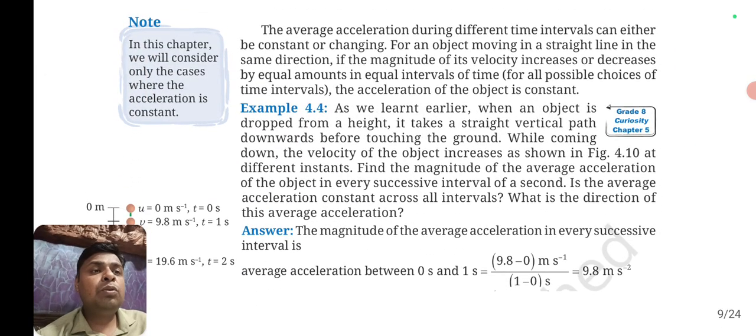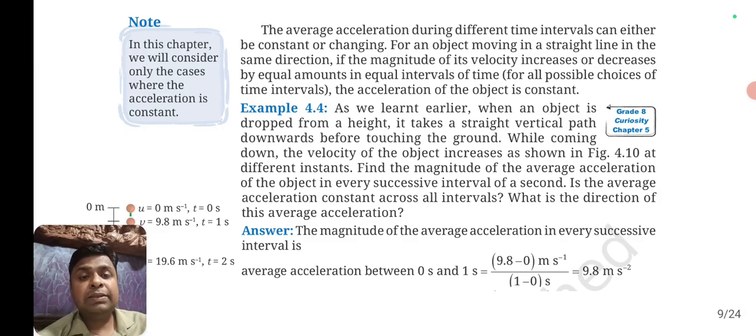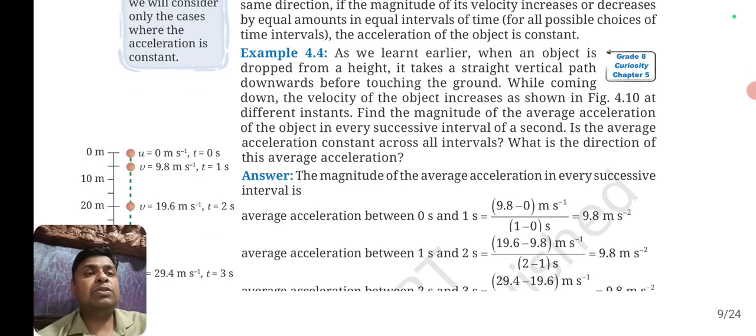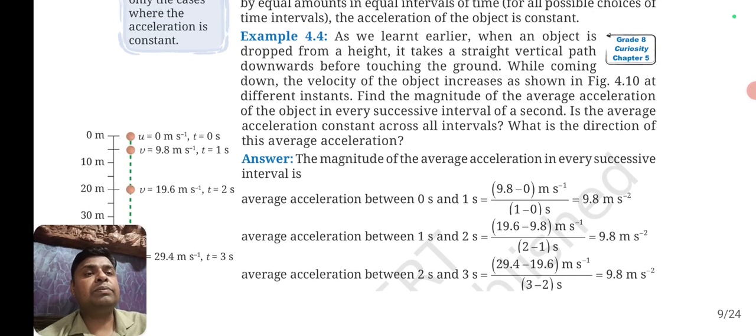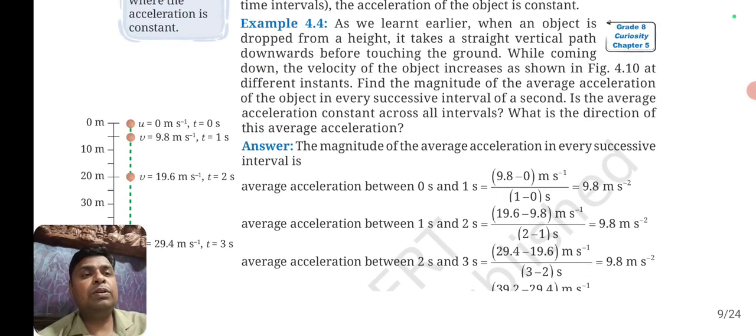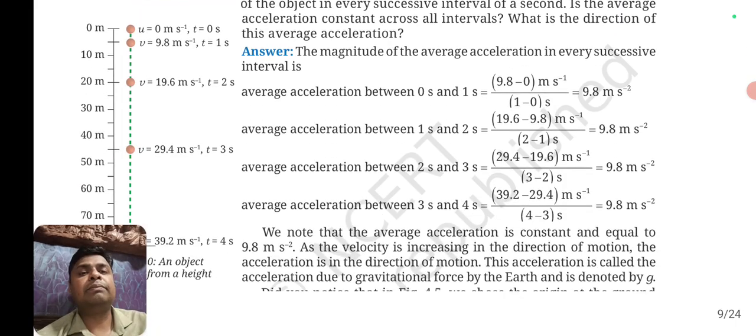Average acceleration during different time intervals can either be constant or changing. For an object moving in a straight line in the same direction, if the magnitude of the velocity increases or decreases in equal amounts, then we say that acceleration is constant. Another example is given, average acceleration is there. You can just observe it, you have to read it, write it, then only you will understand.